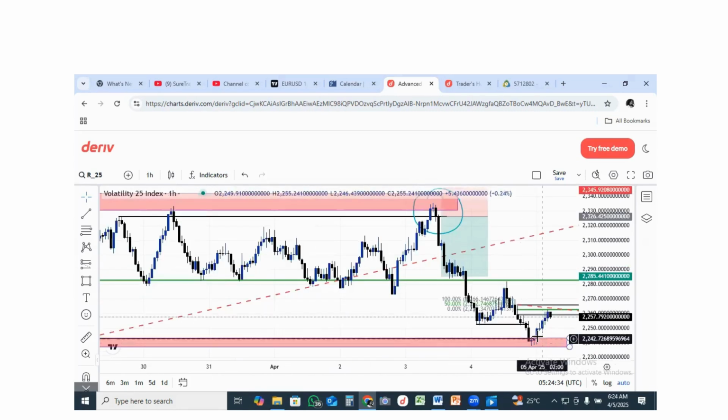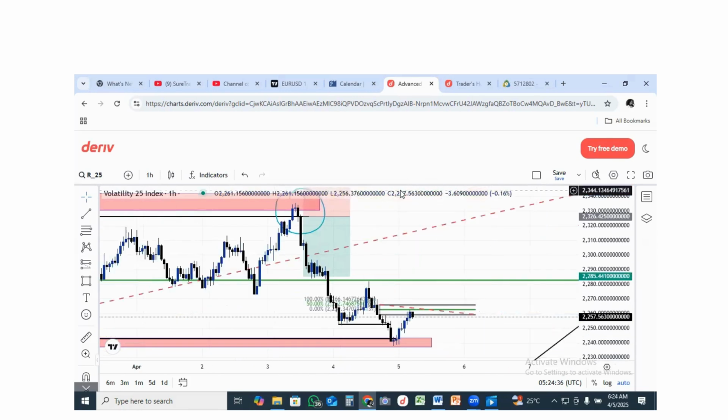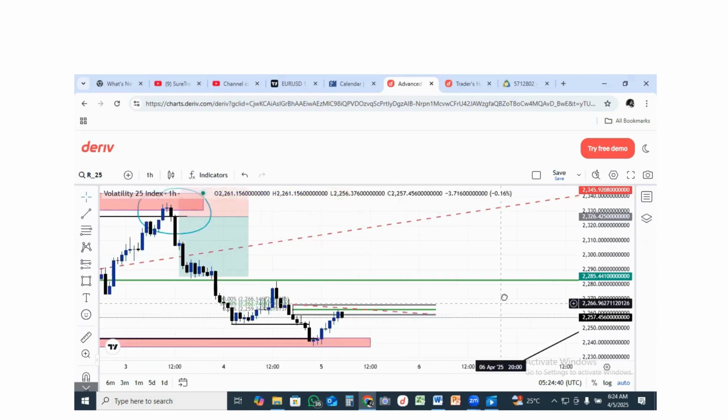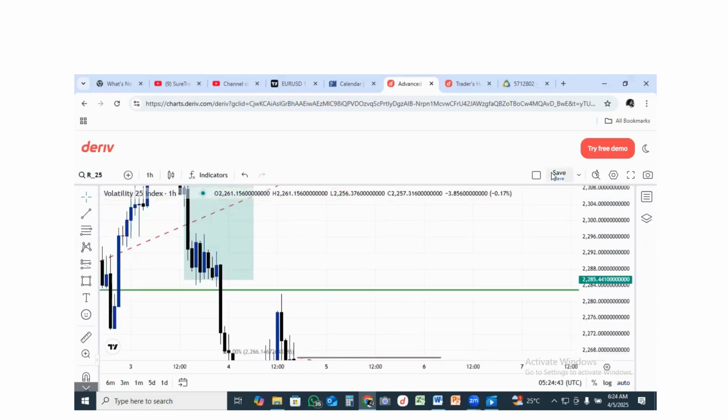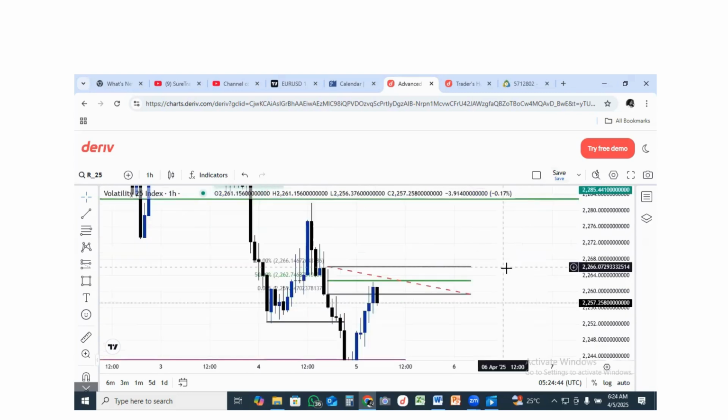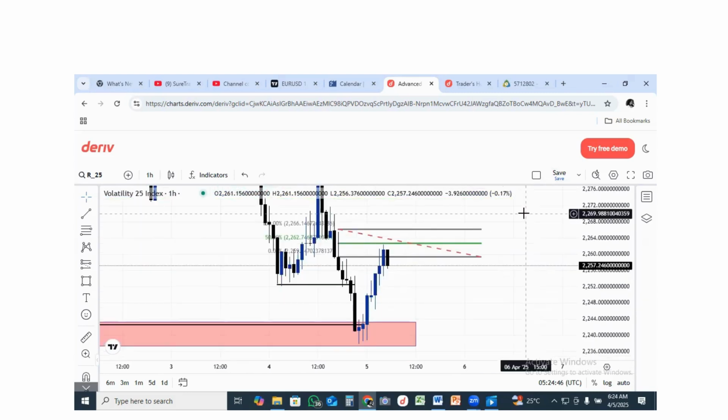So this is where I'm expecting the price, and you can see the price is actually reacting. Now, there's something I drew here too. I want to show you everything so you can learn. I just want you to go to your chart and see for yourself.